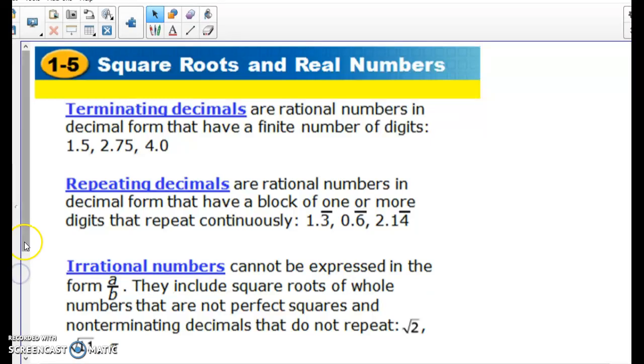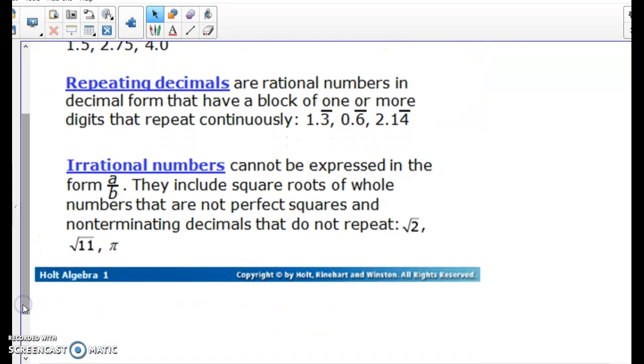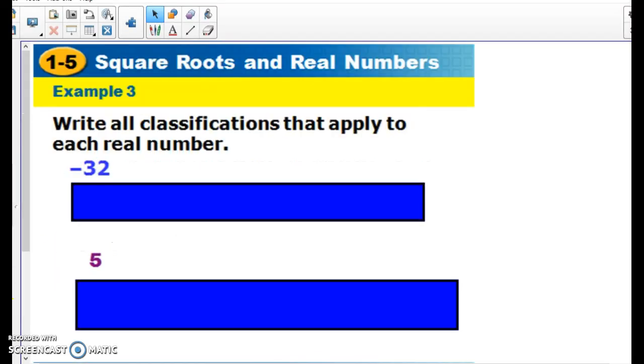Irrational numbers are the ones that we don't know all the digits to. So like pi. Nobody knows all the digits to pi. It keeps going on forever and ever. Same thing if you're doing square root of 2 or square root of 11. Any of those square roots of numbers that are not perfect squares are going to be irrational numbers.